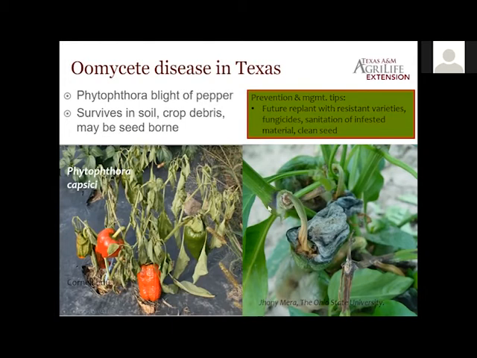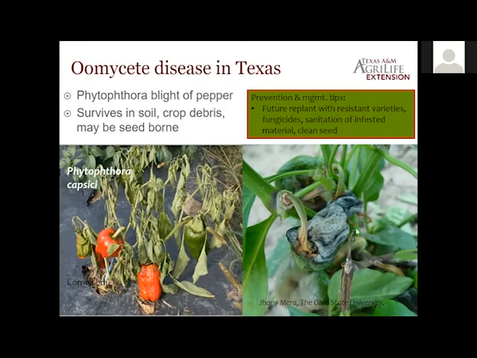In the future, if you have a history of a problem with this, replant with resistant varieties. If you don't, practice good fungicide use and sanitation of infected material, and be really, really vigilant. And also make sure you get clean seed. So never ever save seed from sickly looking plants like this one.